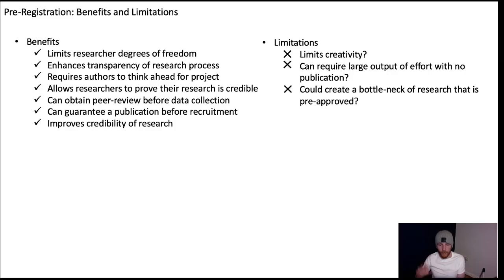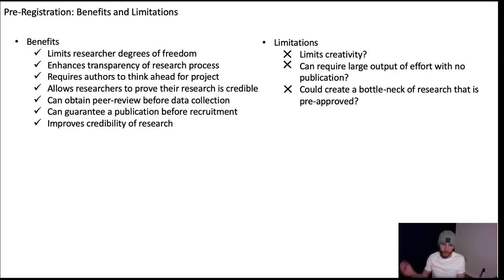But you just have to make sure you specify that they are exploratory analyses, that you didn't predict them in advance, so you're not given theory credit for having predicted them. They can require large output. This is for specifically reviewed pre-registration. They can require large output of effort with no publication.